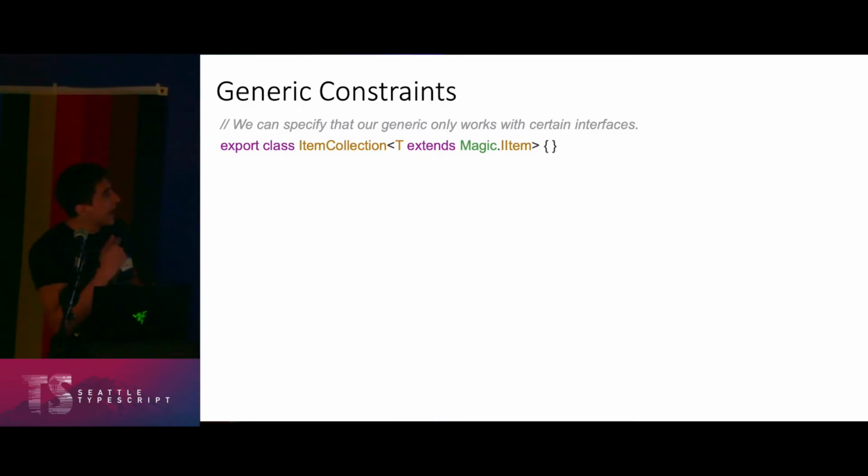So we can add a generic constraint. A generic constraint is this bit in the chevrons, extends, and then some type or interface. What this is going to say is that whatever type we use with our generic in the future is going to have to implement this interface. Otherwise, we're going to get an error.